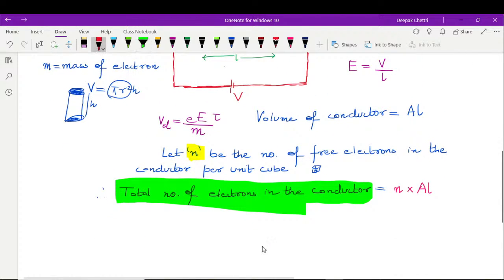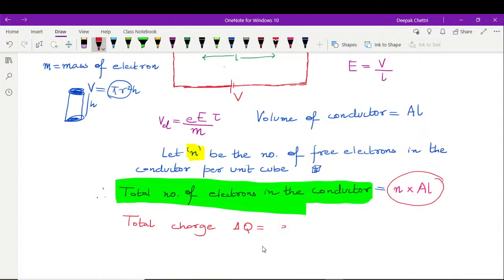So to find the total charge, how will we get it? Let us call the total charge delta q. This is the total number of electrons, and if I multiply it with the charge of one electron, then I will get the total charge, right?